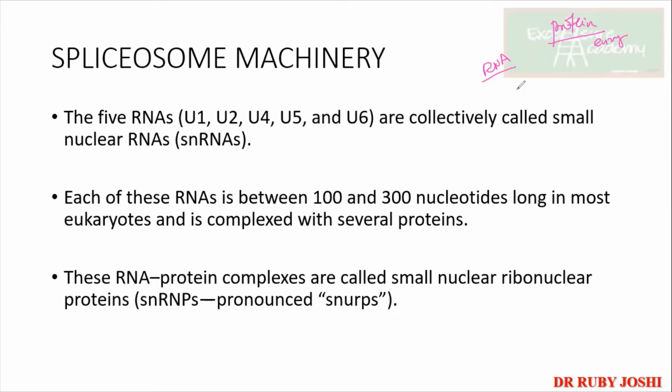And to bring the catalytic site, for example, when one base pairs with the mRNA, it becomes easy for the enzyme to hold and break. There are figures from which it will be clear to you. Each of these RNAs present in the spliceosome is around 100 to 300 nucleotides, and is complexed with several proteins. So it's protein plus RNA, hence it is known as small nuclear ribonucleoproteins, also known as snRNPs.